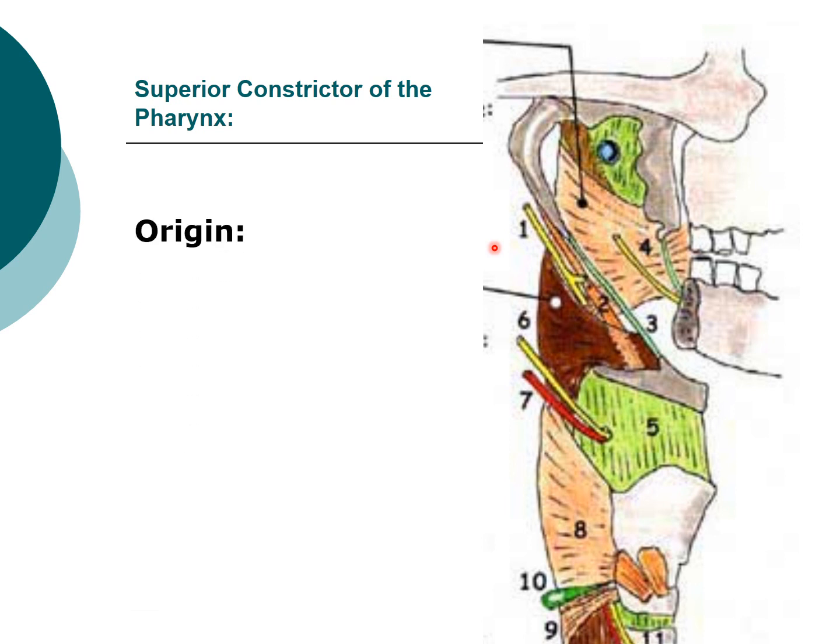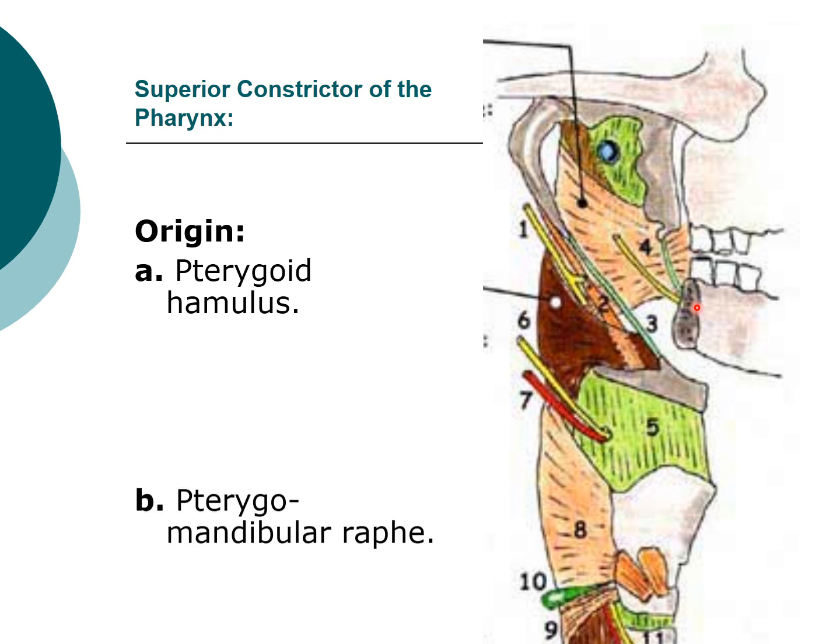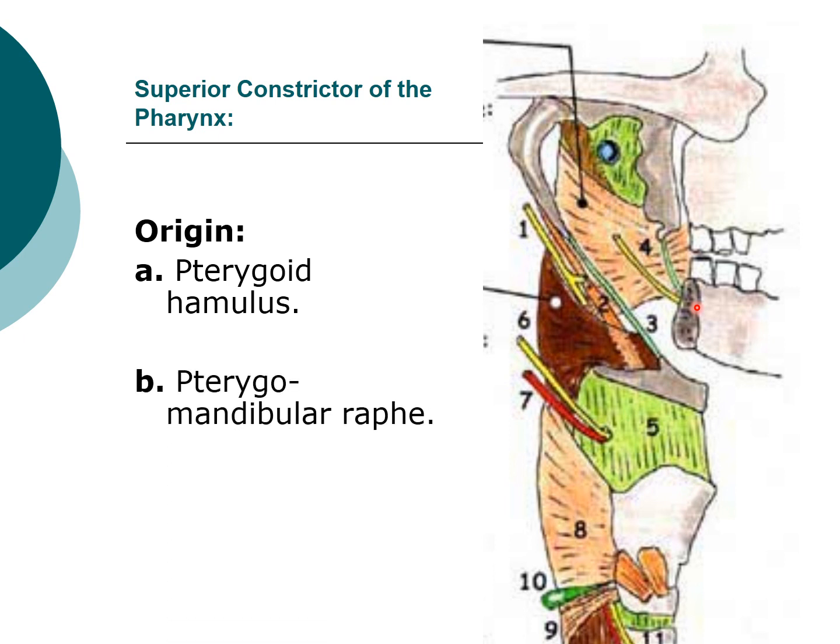So this muscle has three places to originate from. The first one is the pterygoid hamulus. The second one is the pterygomandibular raphe. The third one, inside the mandible, is the posterior part of the mylohyoid line.